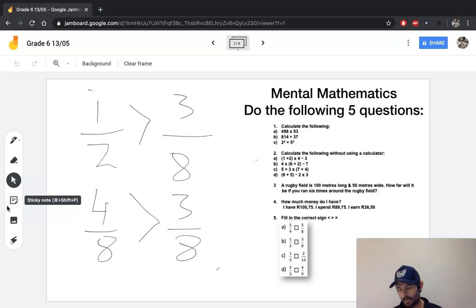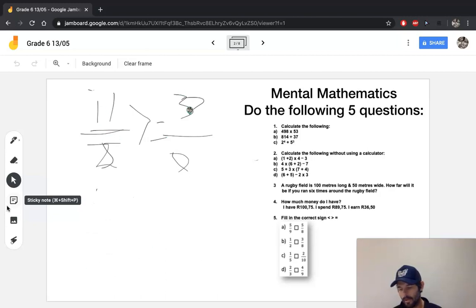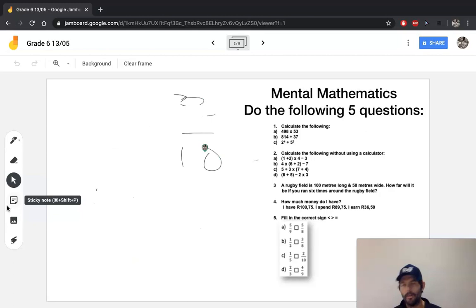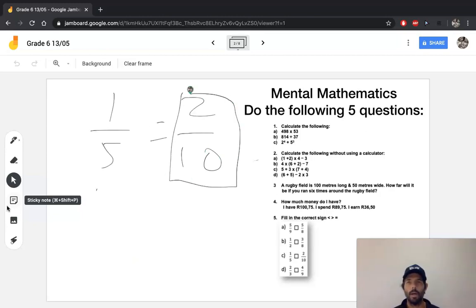C is 1/5 and 2 over 10. Okay, and here I'm hoping that you can recognize that they are equivalent. The 1/5 is equal to 2 over 10. Okay, and 2 over 10, if I divide 2 by 2, I get 1. If I divide 10 by 2, I get 5.